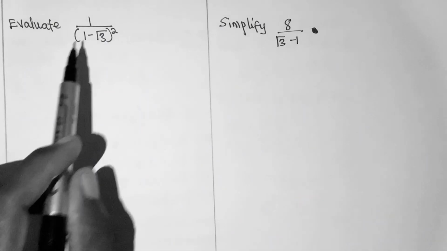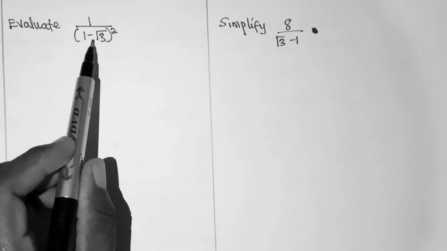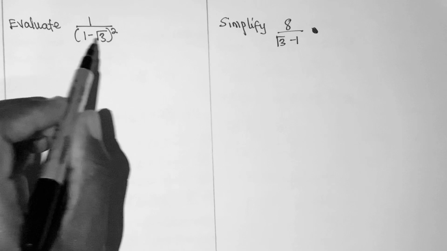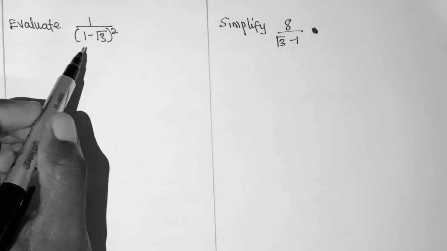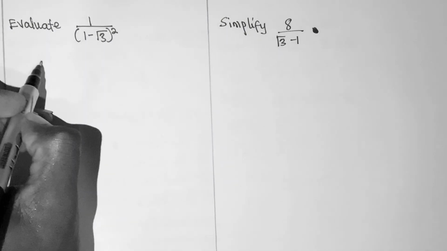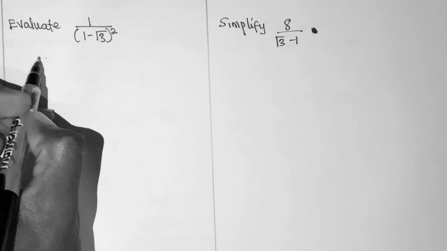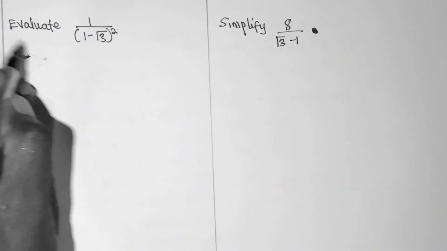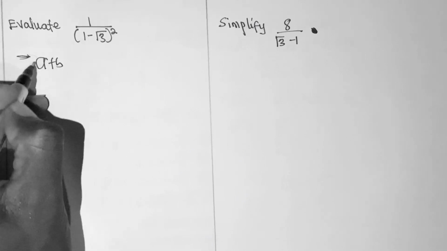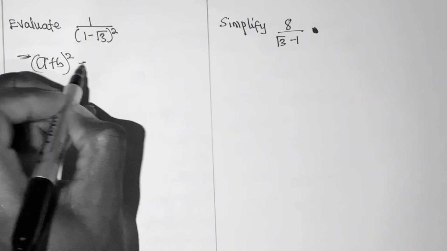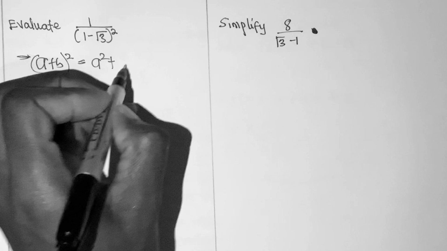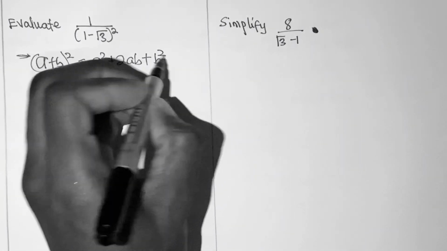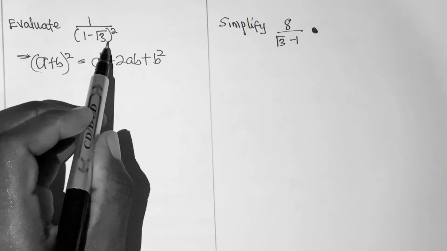So evaluate 1 divided by, in brackets, 1 minus root 3, all squared. So let's expand this using binomial expansion. As usual and always, the expansion is the same, it doesn't change. So (a plus b) all squared is equal to a squared plus 2ab plus b squared. In this case, a is 1 and b is root 3.